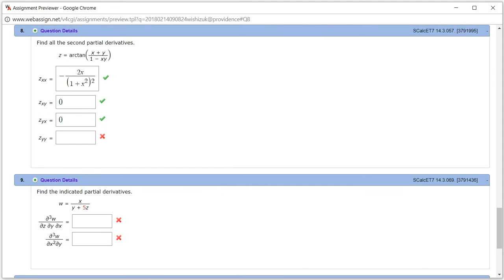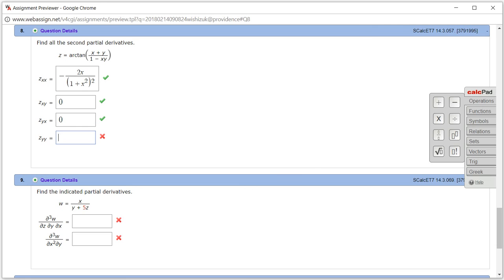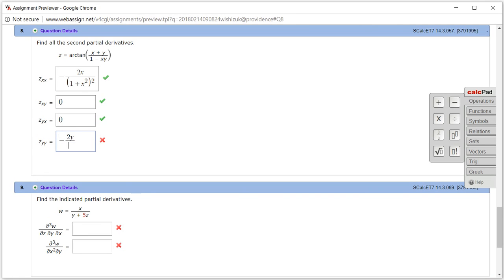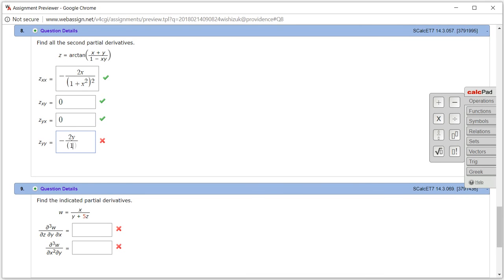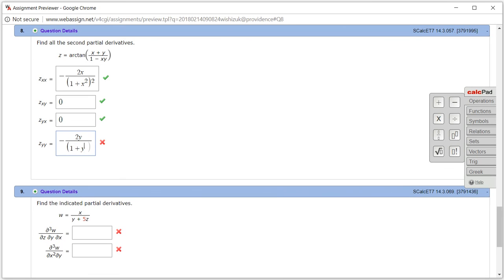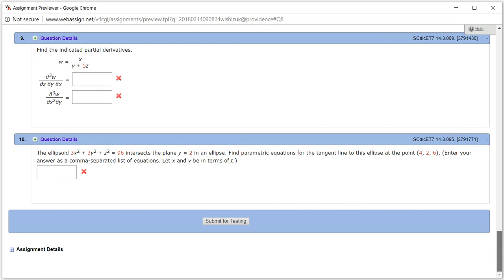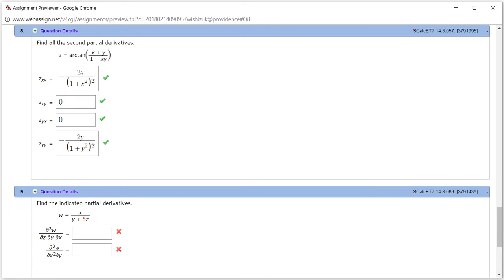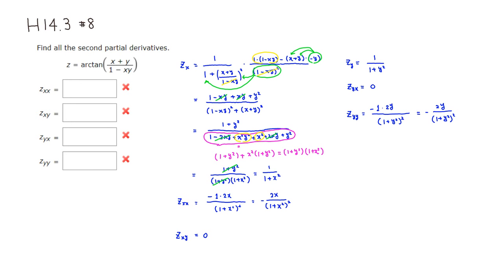So let's type it in. We're going to get negative 2y over quantity 1 plus y squared, squared. All right, so submit for testing. All right, it came back and looks like we got this one correctly. All right, that's it. I hope that this was clear.